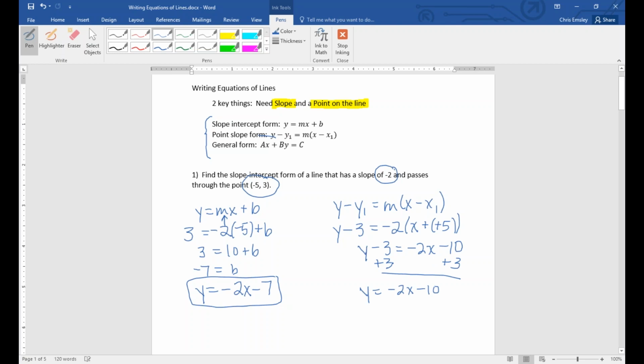And there we, oops, sorry, not 10. I was just copying things down too quickly. -10 plus 3 is -7. So you can see we ended up with the same line. We can use either technique, start in the slope-intercept form or start in the point-slope form, and end up in the same place.